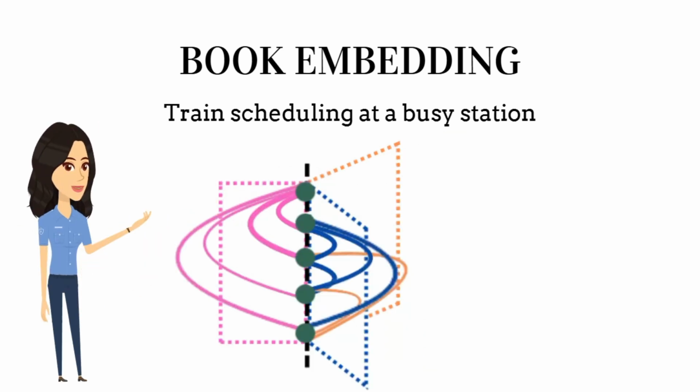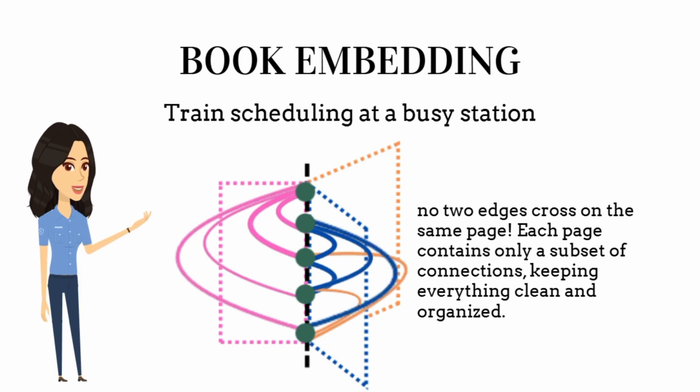By distributing the edges like this, we make sure that no 2 edges cross on the same page. Each page contains only a subset of connections, keeping everything clean and organized. In a real railway system, this approach helps to schedule train departures efficiently. Each page could represent different train lines or time slots, preventing congestion and confusion in the scheduling process. And that's how we embed a train route system in a book using graph book embedding.